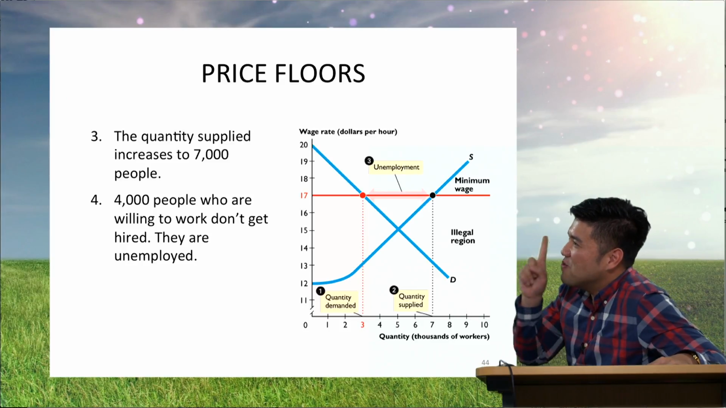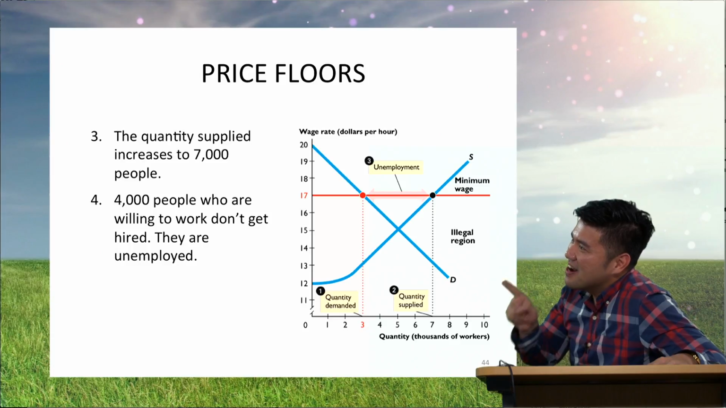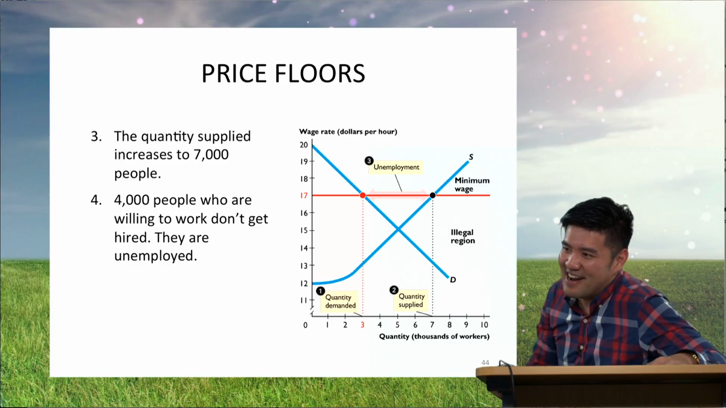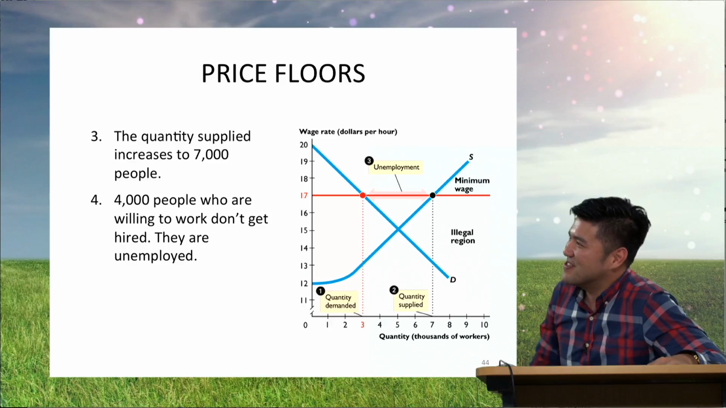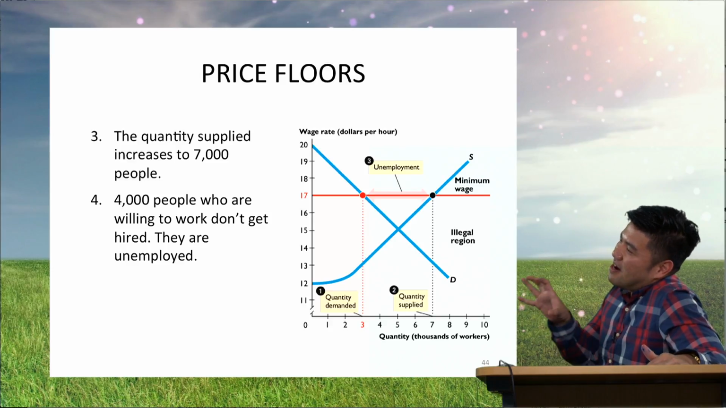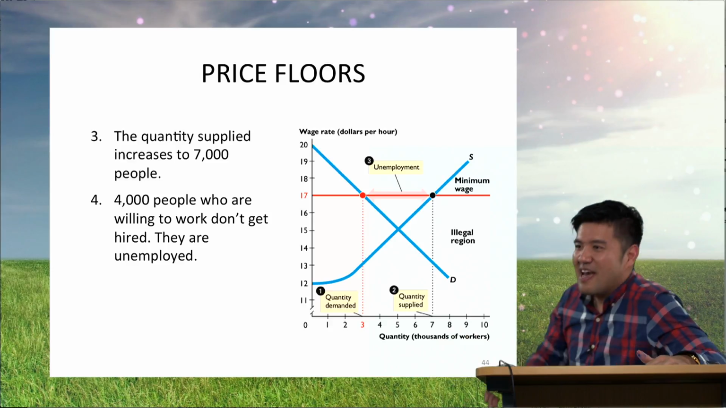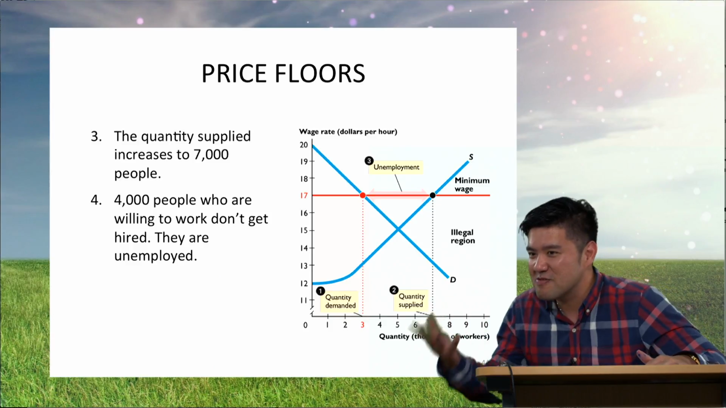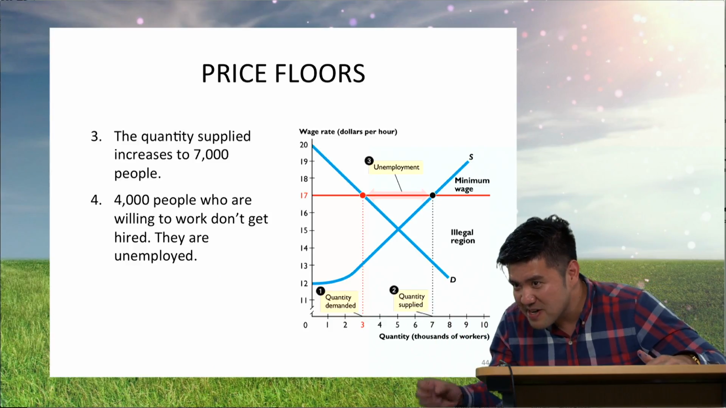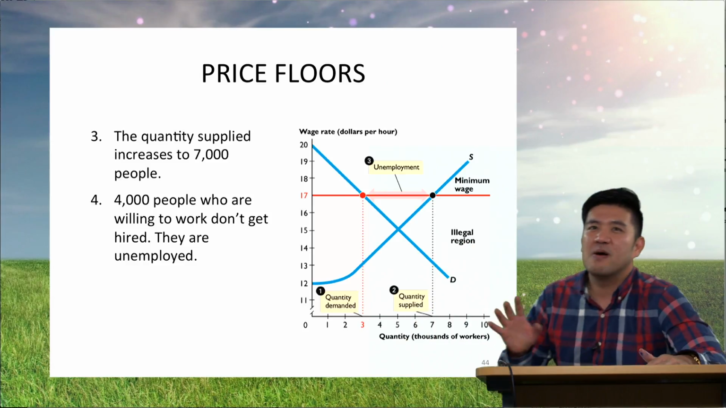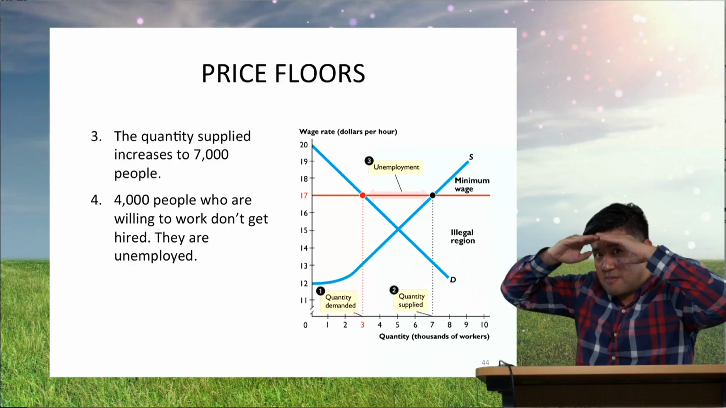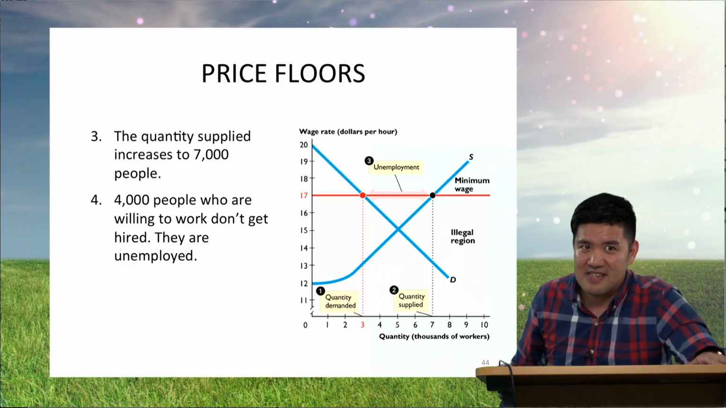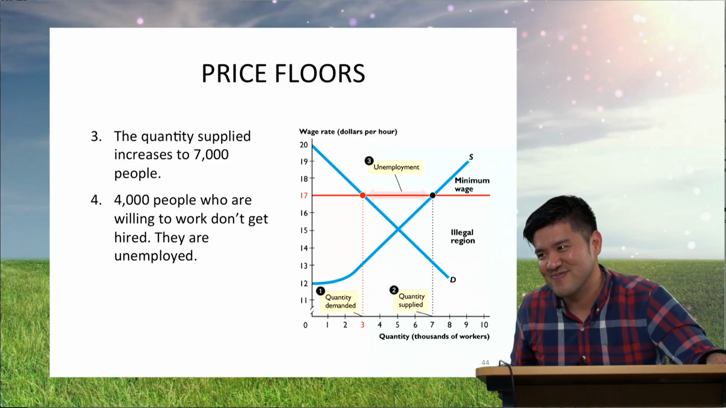So there will be 4,000 people who are willing to work but don't get hired. Effectively, we can refer to this as unemployment. Are you with me there? Market price should be at 15. At 15, QD will be equal to QS. Everybody looking for work will get work. But when the government imposes a minimum wage higher than the market wage, it causes an unemployment problem.